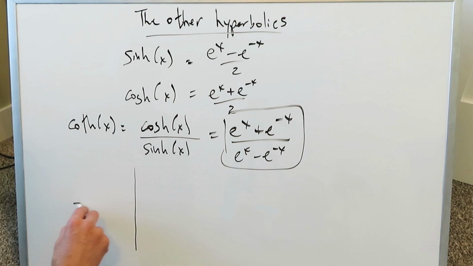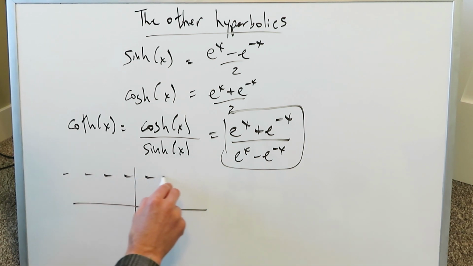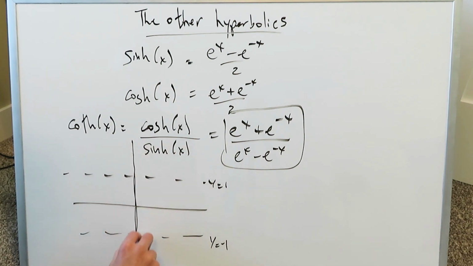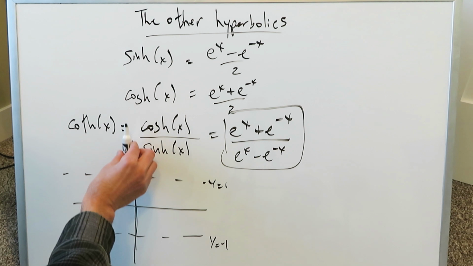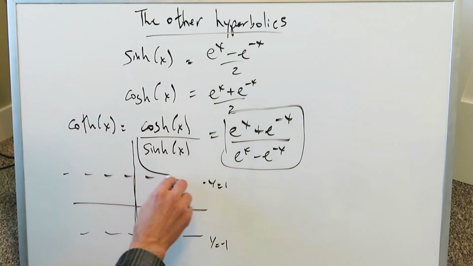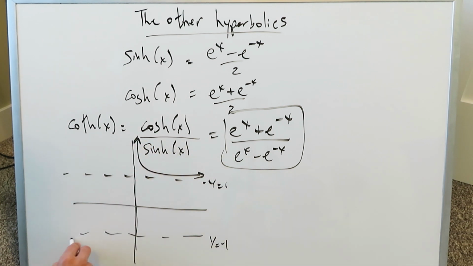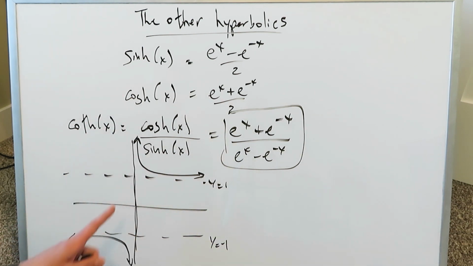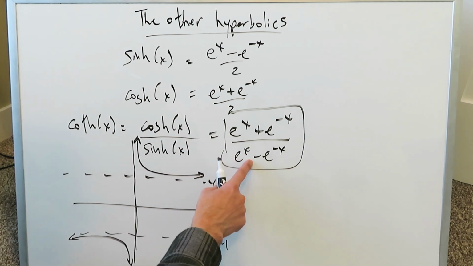Now in terms of the graph, it's very well adapted from the hyperbolic tan. You have y equals 1 and y equals minus 1, except now you have a vertical asymptote right here, your y-axis. Your function would look something like this. There it is, stuck right here above and below these horizontal asymptotes and around the vertical asymptote, and there it is. That's your graph.